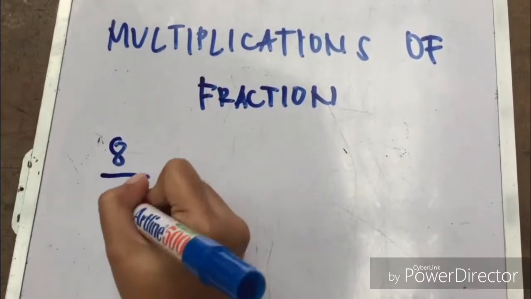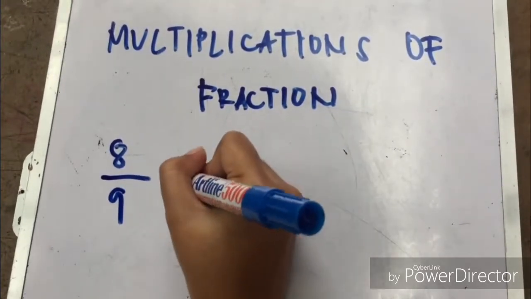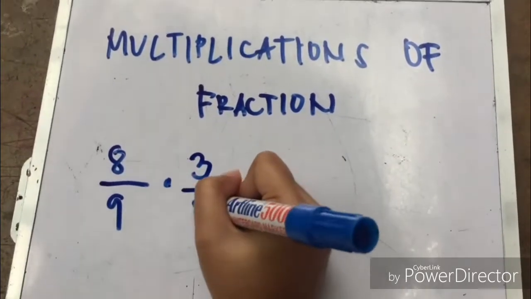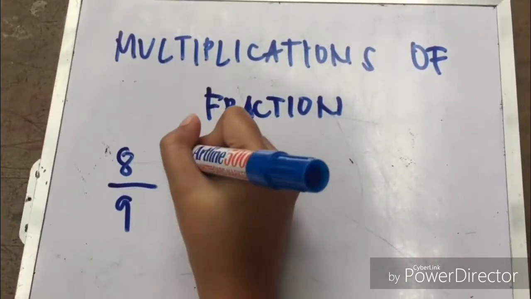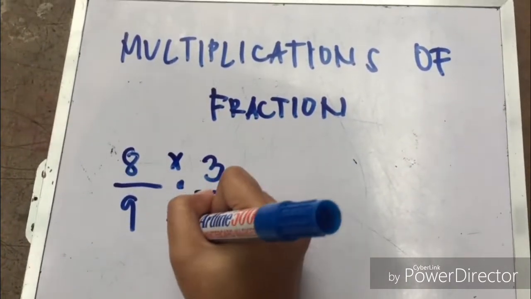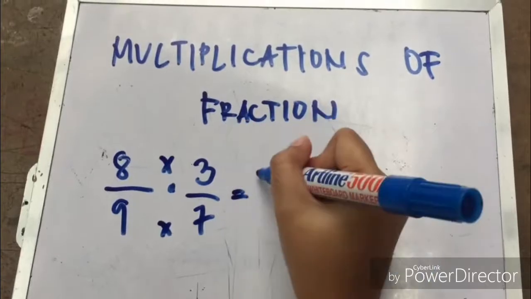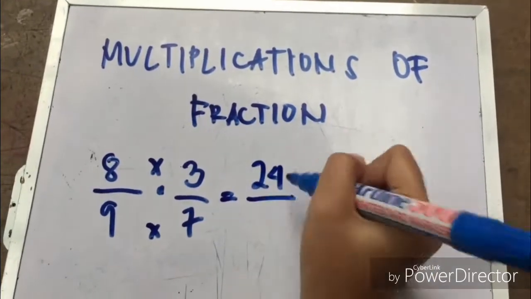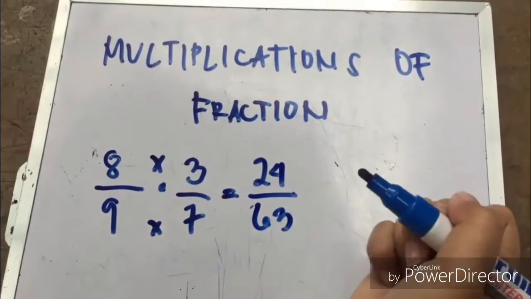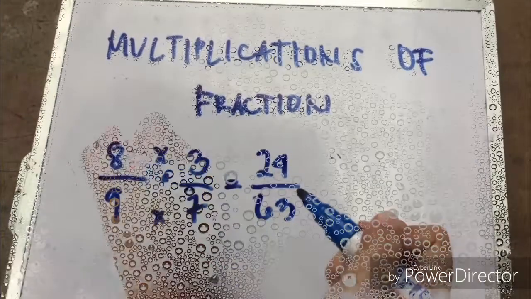In this video, we will multiply fractions. 8 over 9 times 3 over 7. We just multiply numerator to numerator and denominator to denominator. 8 times 3 equals 24 and 9 times 7 equals 63.